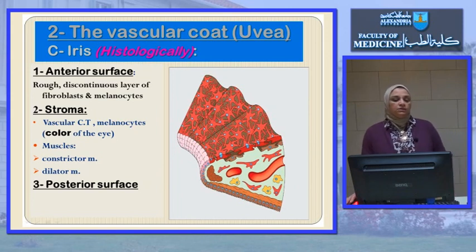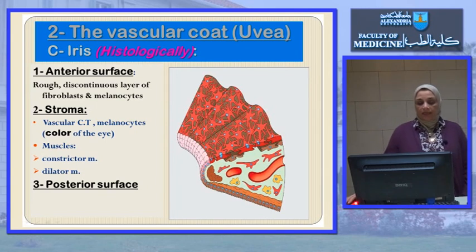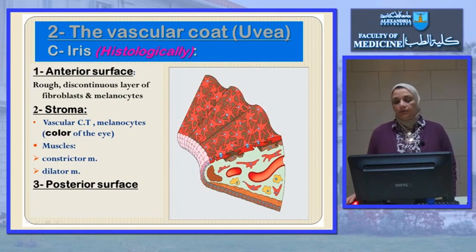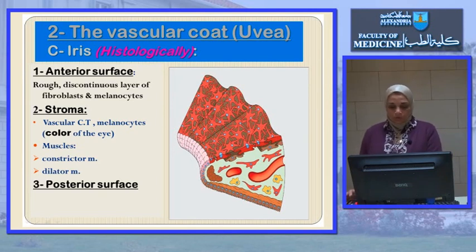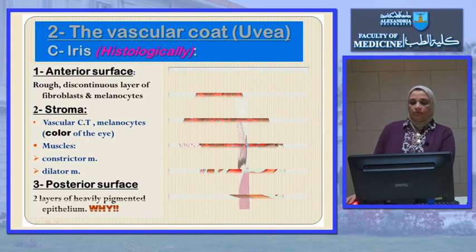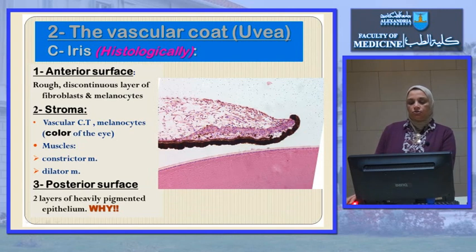The stroma is responsible for the color of the eye because it contains the pigments. The stroma is vascular, containing muscles. Mainly you have two types, the constrictor pupillae muscle and the dilator muscle, which control the diameter of the pupil. This is the iris, anterior surface, posterior surface. This is the lens, and in between the iris and the lens, this is the posterior chamber. Here is the pupil.